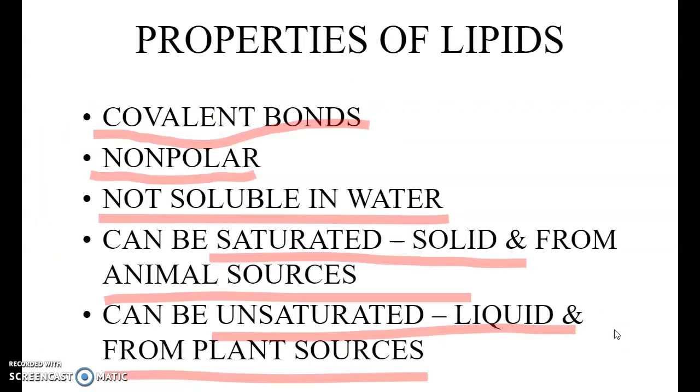Now, the properties of lipids, they have covalent bonds. They're nonpolar. They're not soluble. You know that. Fats don't dissolve in water. You've heard the expression, like oil in water. They can be saturated. They're solid and from animals. That's things like lard, you may be familiar with, butter. Or they can be unsaturated, and they're liquid. They're from plant sources, and they're a little bit more healthy for you. They're like cooking oil, like canola oil, vegetable oil, sunflower oil, those kind of things. So they're liquid, and they don't clog the arteries. They have still the same amount of energy and calories. They just don't clog the arteries like the saturated fats like lard and butter.